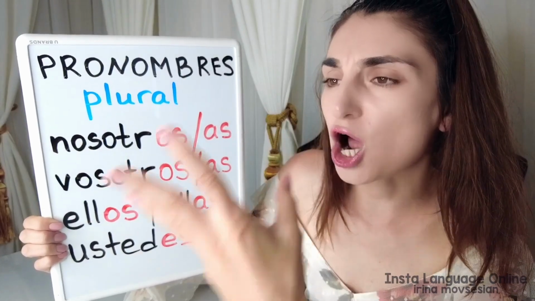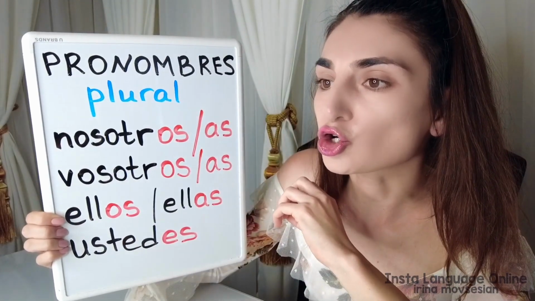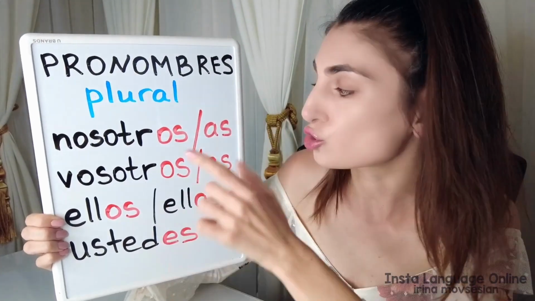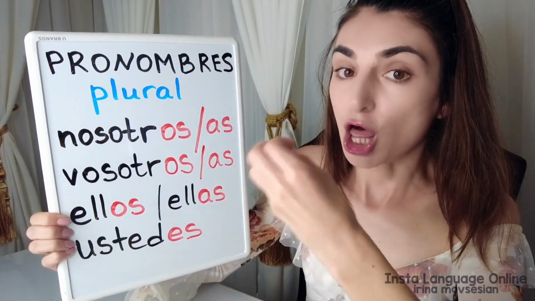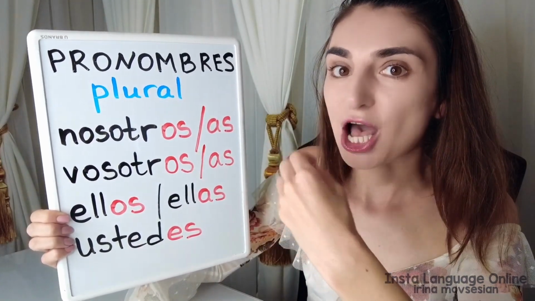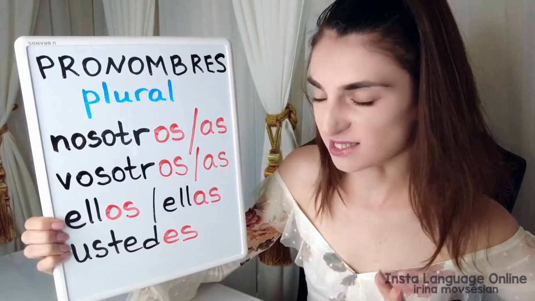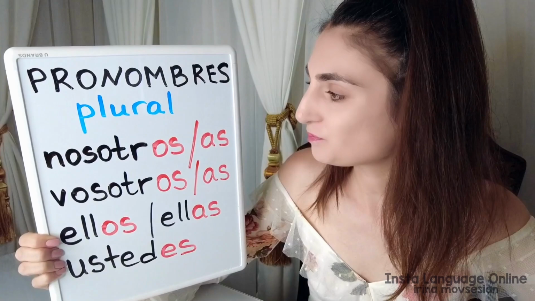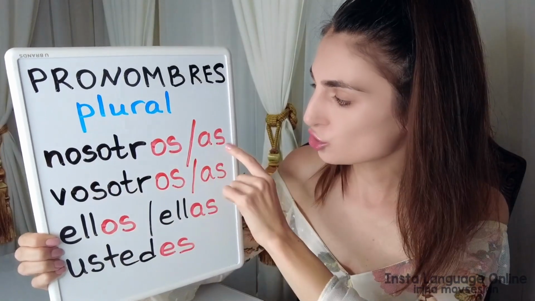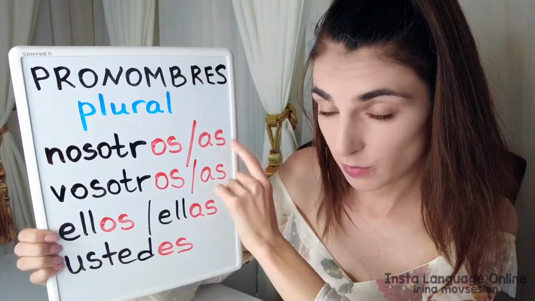Put your lips front, nosotros. Open your mouth on a, nosotras. So you can pronounce the words beautifully, okay? So nosotros, nosotras, that's we, you and I.